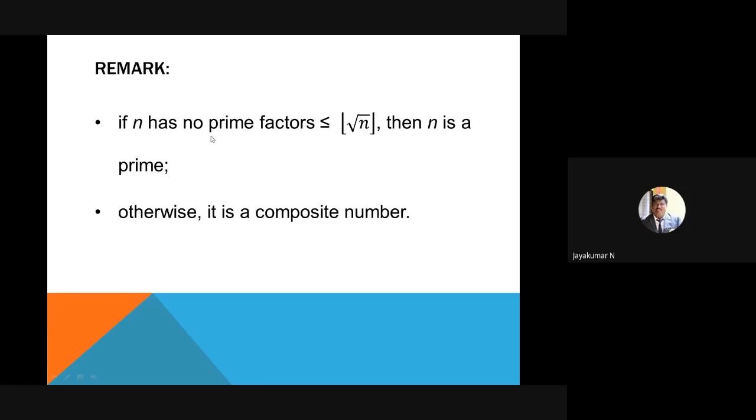Don't forget, N has no prime factors. What do you mean by factors? The prime number should divide the given number with remainder 0. Okay, then only we call them factors. So there exists a prime factor less than or equal to floor of root n. For a composite number, no such prime factor exists. That is called a prime number.